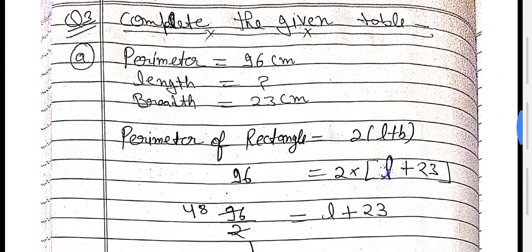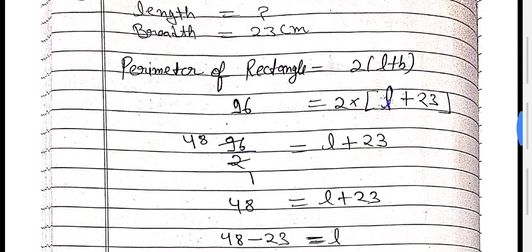Complete the given table. A table is given, some information is given. I am writing this information here as part A. In part A the perimeter is given as 96 centimeter, the length is not given, and you have to find the breadth. Now just write the formula. Perimeter of a rectangle is 2 into L plus B. What is the perimeter? You get 96. 2 as it is here, multiply because no sign is there. The L value you don't know and B is 23.